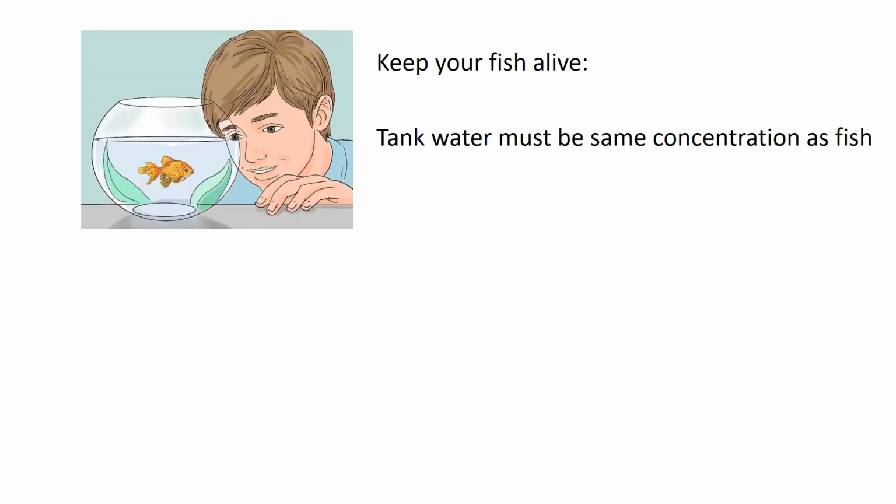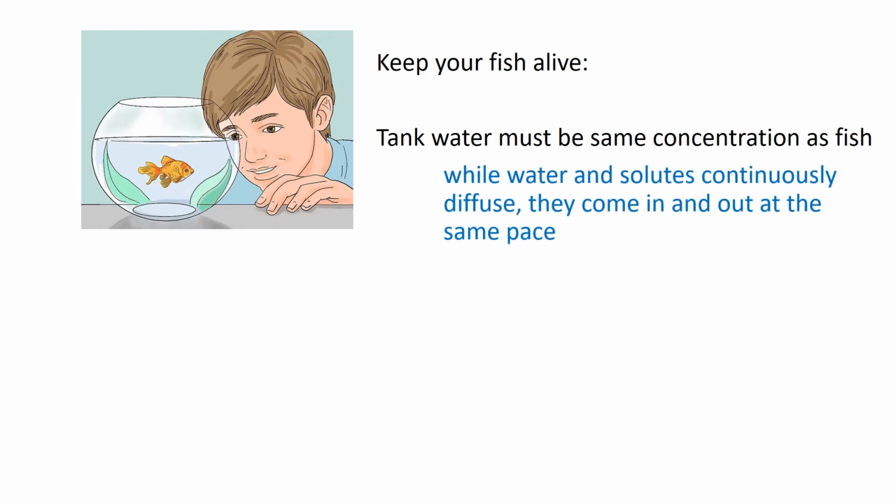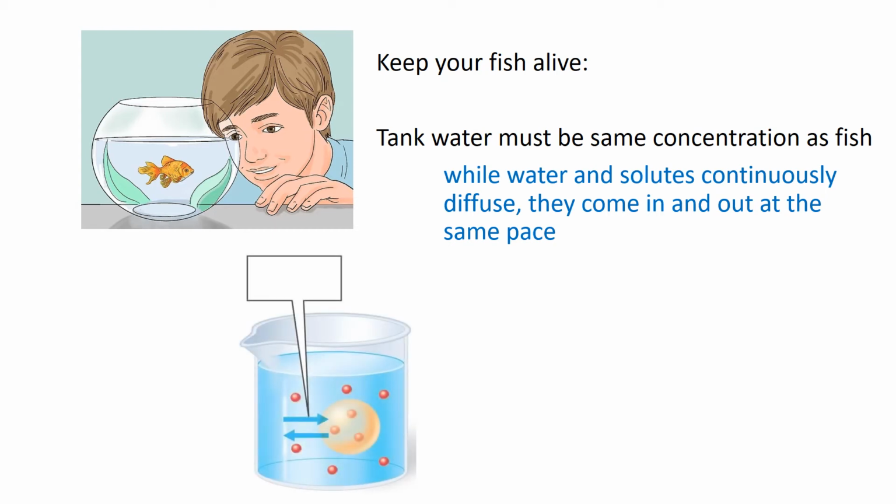In order to keep your fish alive, what you want to do is create tank water that is the same concentration as the fish's bloodstream or as the cytoplasm in the fish's cells, while water and solutes are continuously diffusing in and out of the fish. In this situation, you've created tank water that is just right so that water and solutes are coming and going at the same pace. This allows the fish to maintain its concentration, maintain homeostasis.